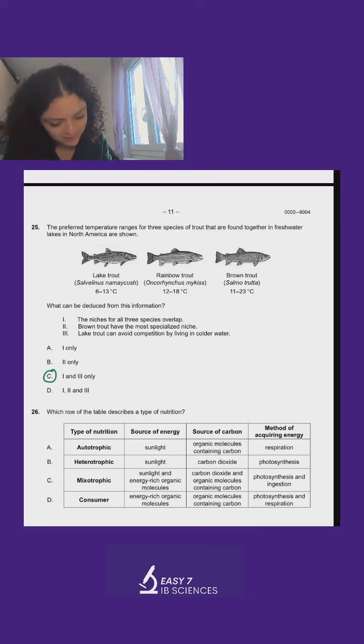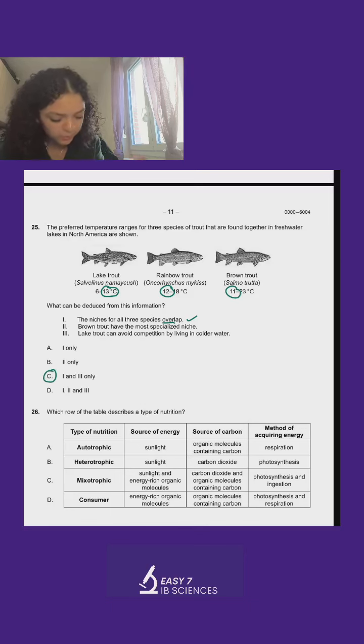Okay, it says the niches for all these species overlap. Okay, they do. Because remember, the niche we talked about is what they eat and what their specific function in the environment is, or what type of conditions they also like in their niche. And here we see their temperatures, what happens to the temperatures? They kind of overlap, right? So we know some of the niches overlap because they live in the same temperatures. They're all trouts. So it makes sense that they sort of eat the same thing. That's why I is correct.